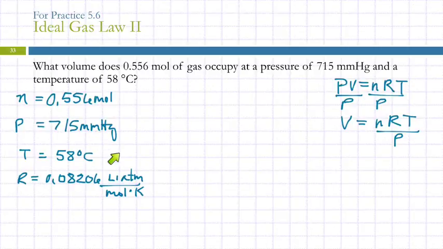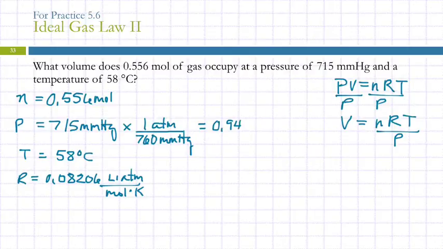Millimeters of mercury is not going to cancel with atmospheres. I need to convert my temperature. Don't convert R, convert the individual ones. So I need to convert this pressure to atmospheres. This is a conversion you should know. 1 atmosphere is exactly equal to 760 millimeters of mercury. So converting that is not going to affect the number of significant figures. So I've got 715 divided by 760. My pressure in atmospheres has 3 sig figs, but I don't want rounding errors, so I'm going to keep 2 extra ones. Pressure in atmospheres.